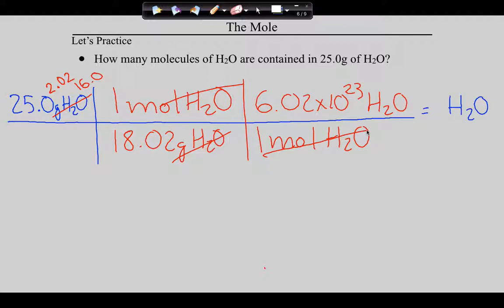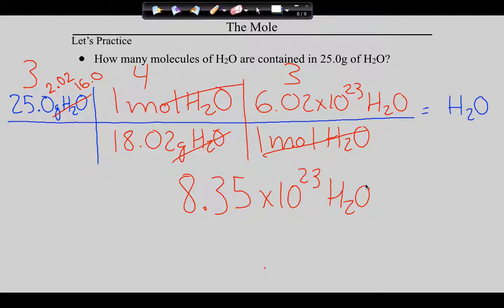This is where we grab our calculators. And we go 25 divided by 18.02 times 6.02 times 10 to the 23rd. And now, guys, let's get significant digits. We've got 3, we've got 4, and yes, Avogadro's number is only 3. So we get 3 significant digits. So I get 8.35 times 10 to the 23rd water molecules.